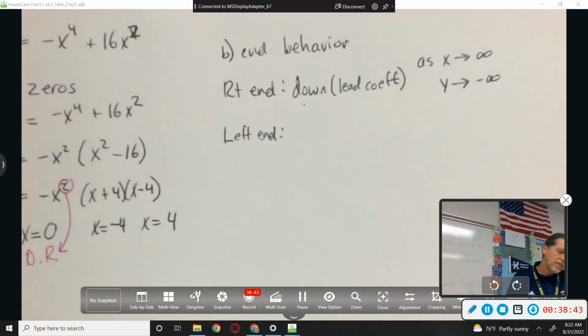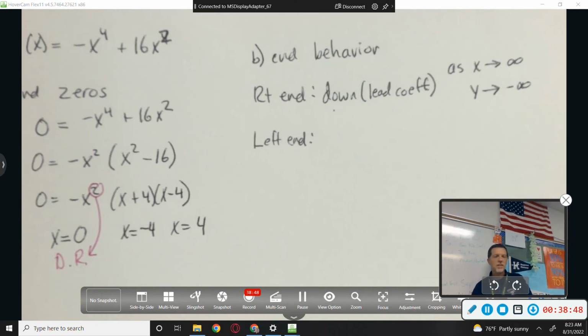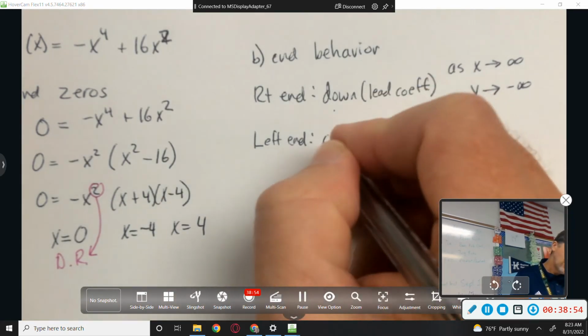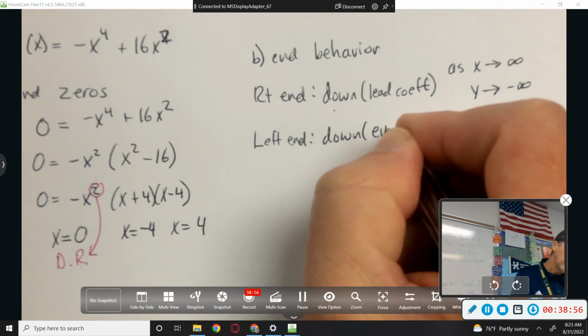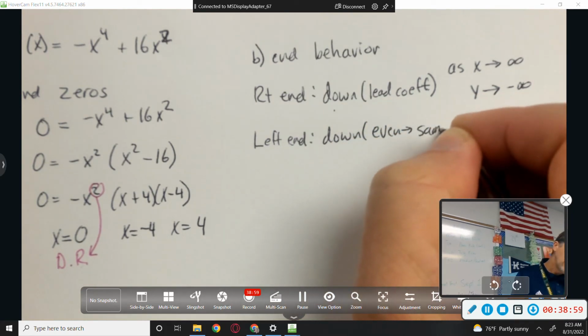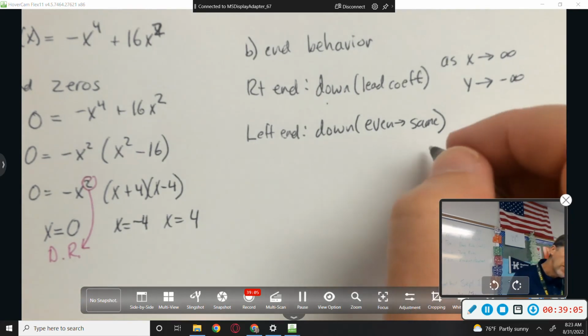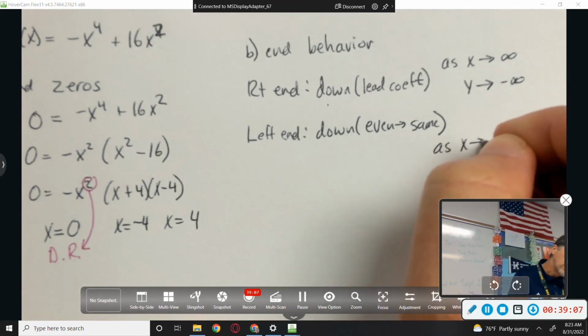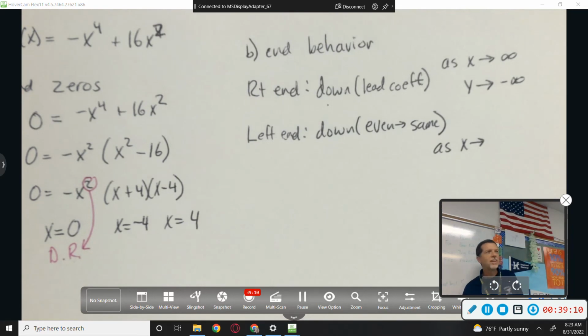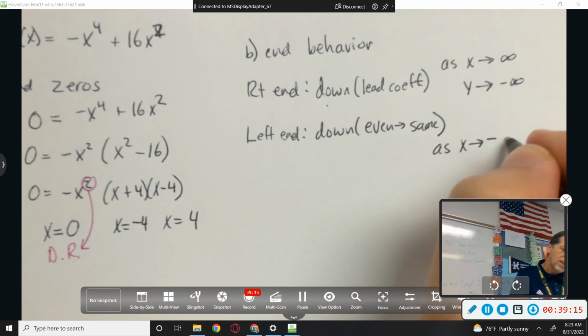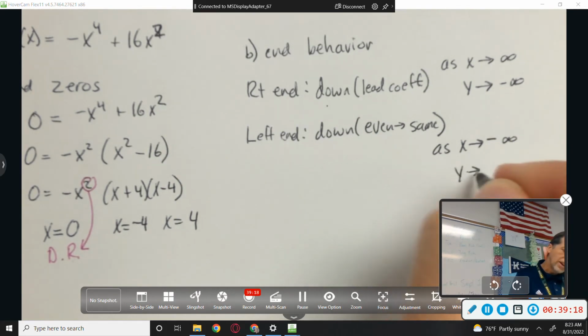How about the left end? Down or up? Why down? I agree that it's down. Yeah, even means same. And so the fancy way to write that would be as x goes to, what's the left end? Out that way. Negative infinity. Y goes to, we're going down, so also negative infinity.